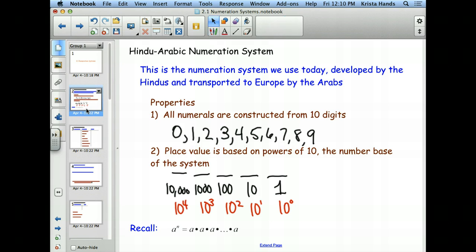One way to remember the power is that the power actually matches the number of zeros. Pretty cool, right? The number of zeros matches the power. And what you see is powers of 10. And that's because we have a base 10 system. Any idea why?